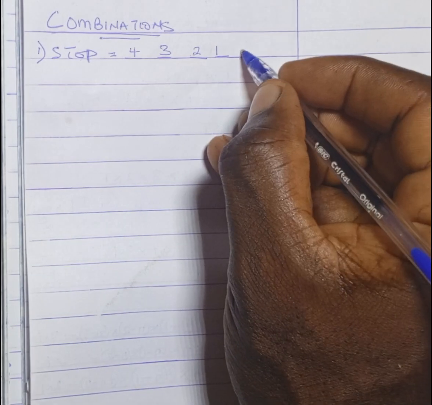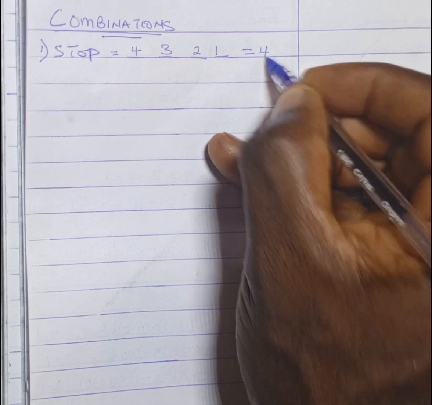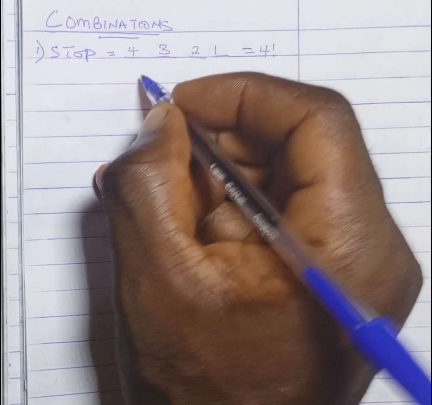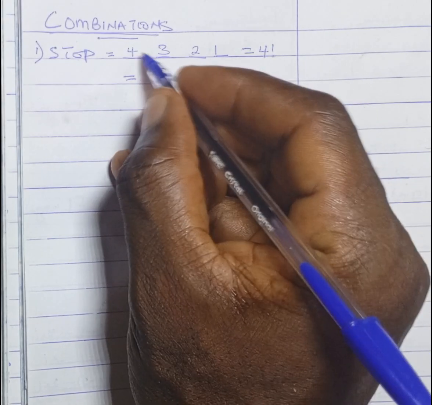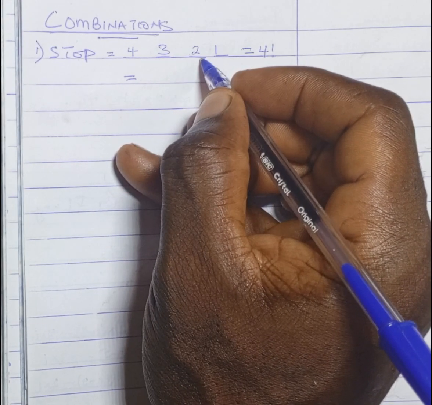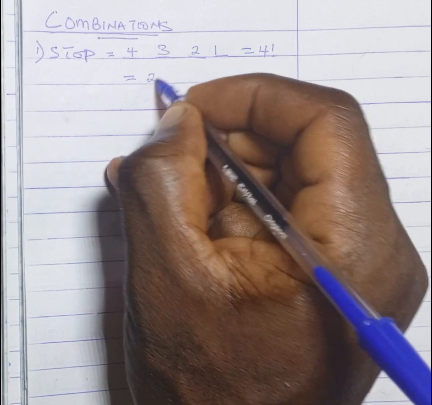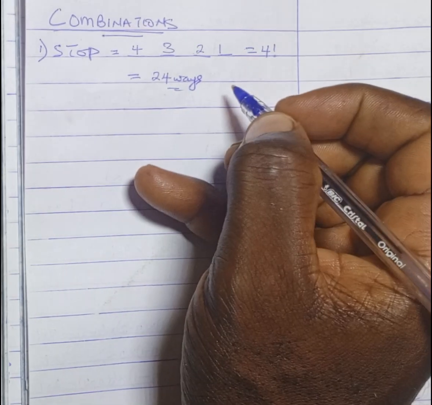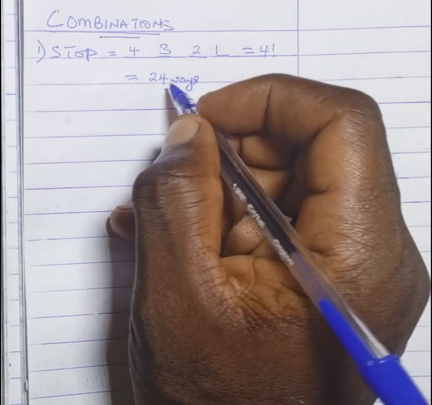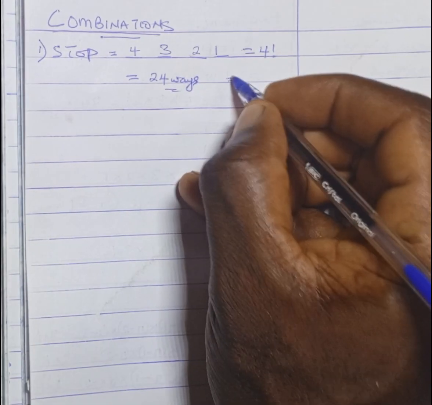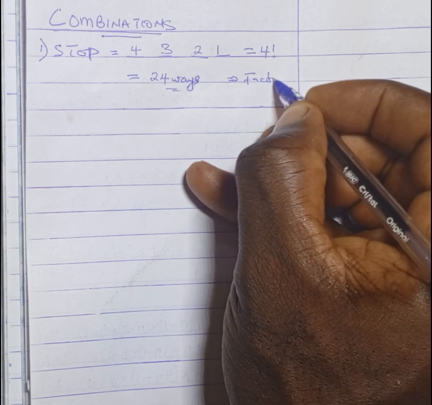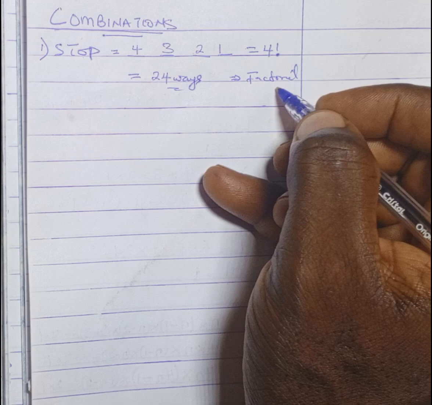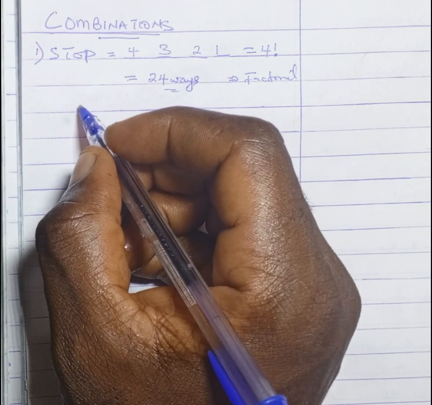So we wrote it as 4 factorial, which is same thing as saying 4 times 3, 12 times 2, 24 times 1, 24. So we say that's in 24 ways. Now, that's for the factorial. Of course, this means factorial.